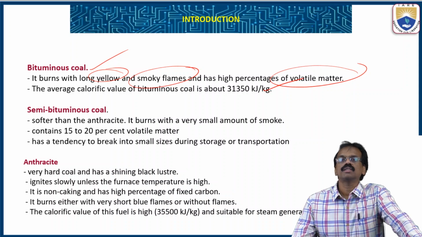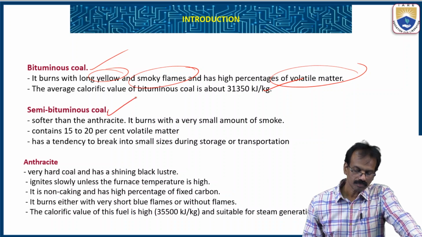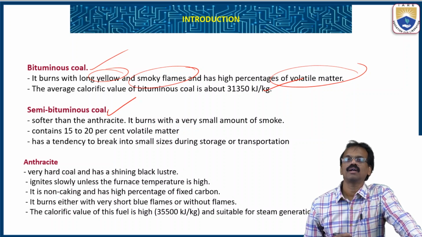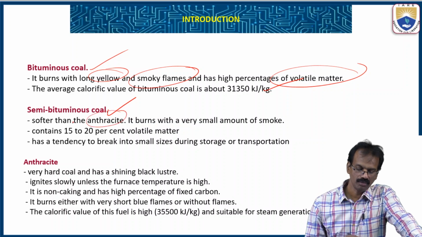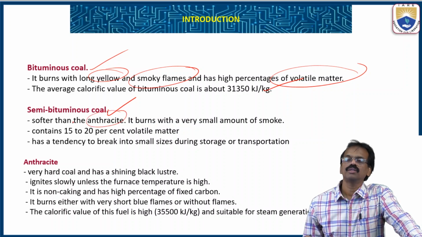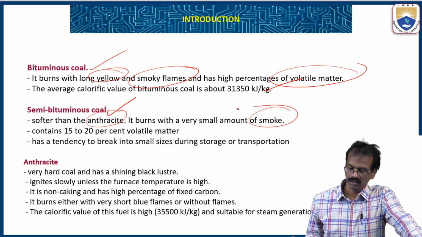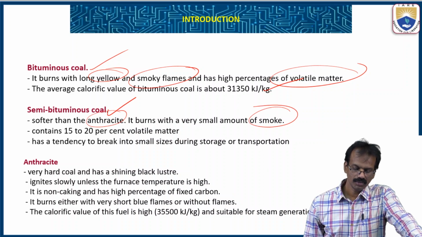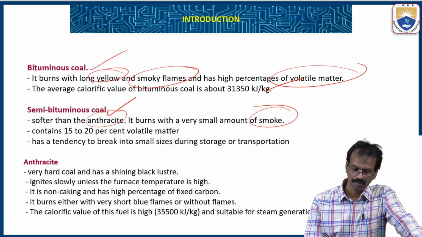Next one is the semi-bituminous coal. It is softer than the anthracite coal. Compared to anthracite, it is softer. It burns with a very small amount of smoke, so it does not give a high amount of smoke when burning. It contains nearly 15 to 20% of volatile matter.